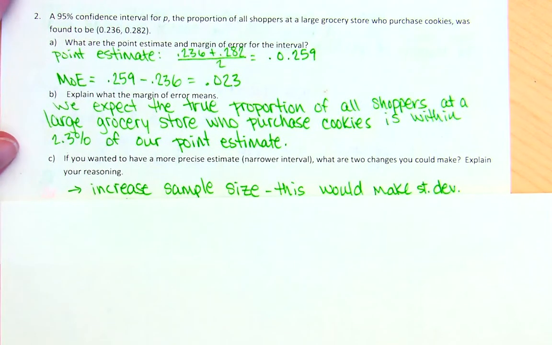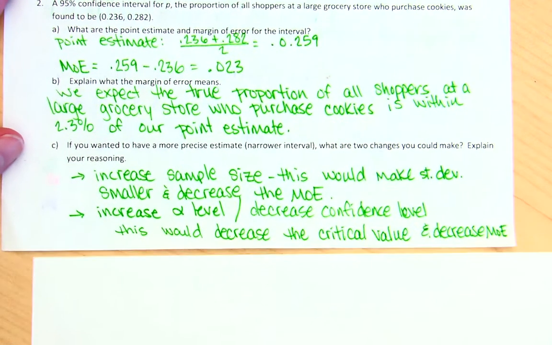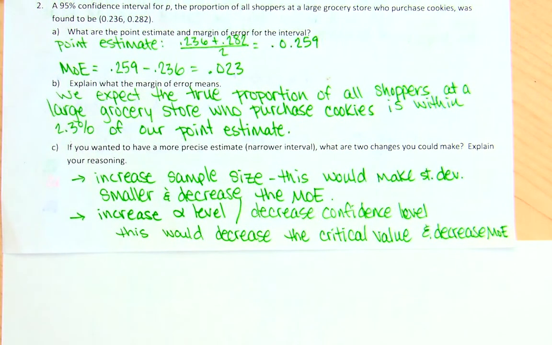And then if we want to make a narrower interval, we have two things we can do. We can increase sample size, which would make the standard deviation smaller because we're dividing by a larger n. This would decrease the margin of error, making our interval narrower. The other thing we can do is increase alpha level, which would decrease the confidence level. And this would decrease the critical value, which is the other part of our margin of error.